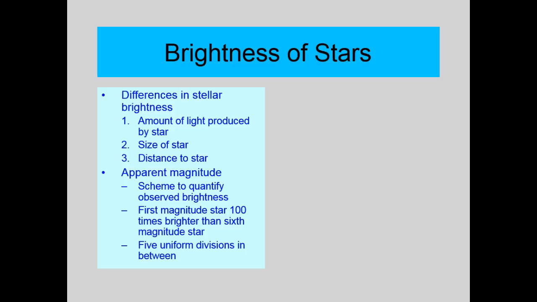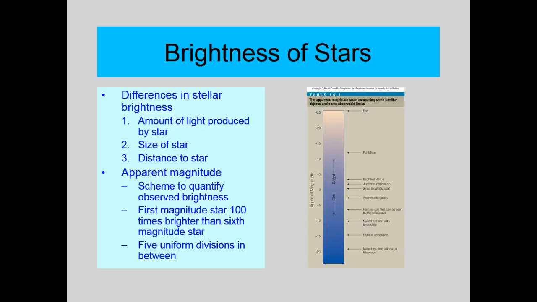So the first way we're going to look at this is the apparent magnitude of the brightness. This is a scheme to quantify the observed brightness just by what we see sitting here on planet Earth. The first magnitude stars are 100 times brighter than the sixth magnitude star. 5 uniform divisions in between. So first magnitude, let's say, is 1. The sixth is 6. So in between you have 2, 3, 4, 5. Okay, 5 uniform divisions in between those orders.